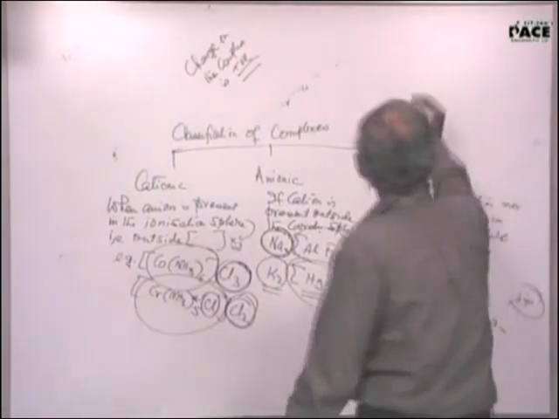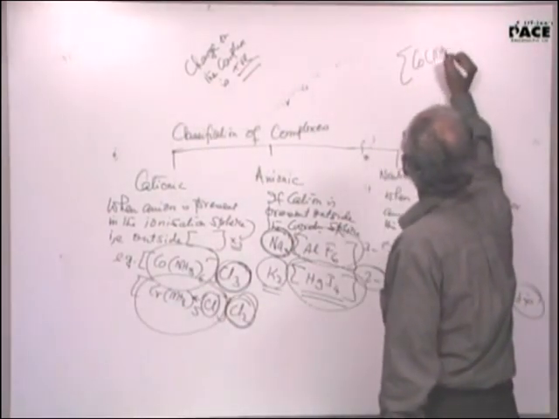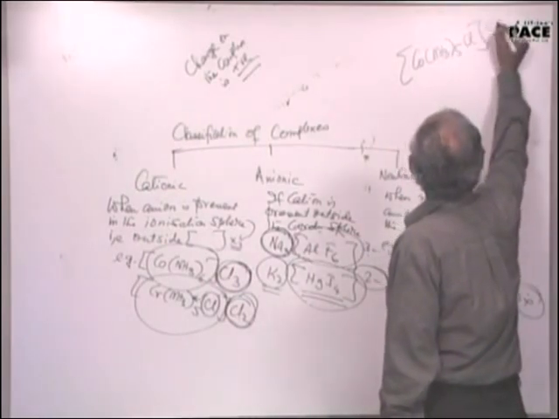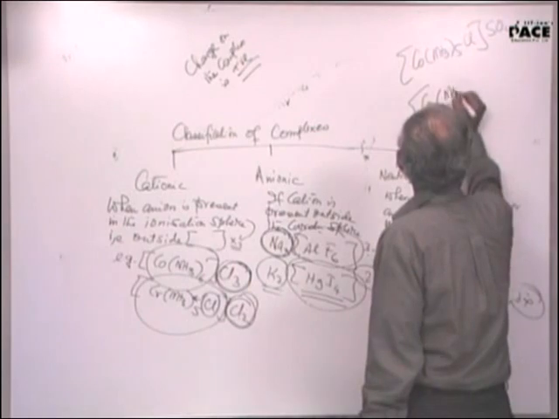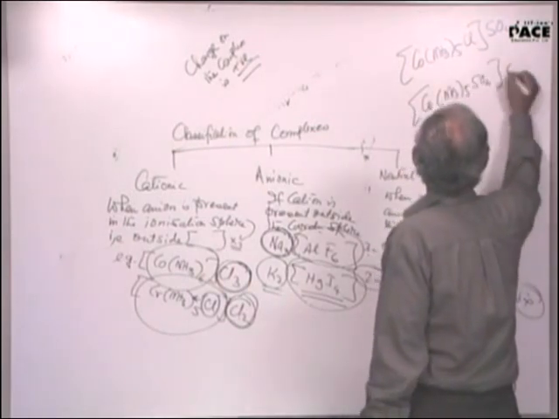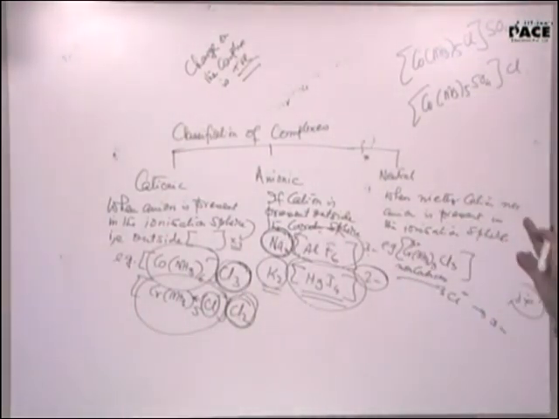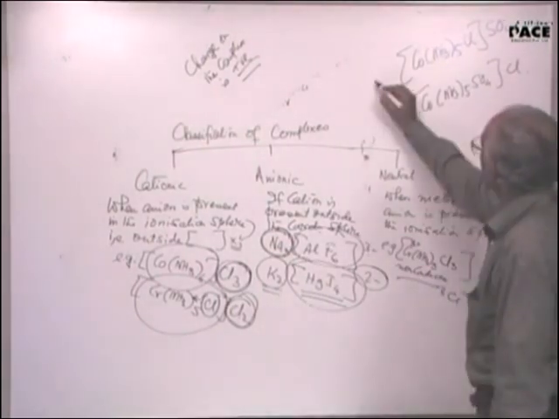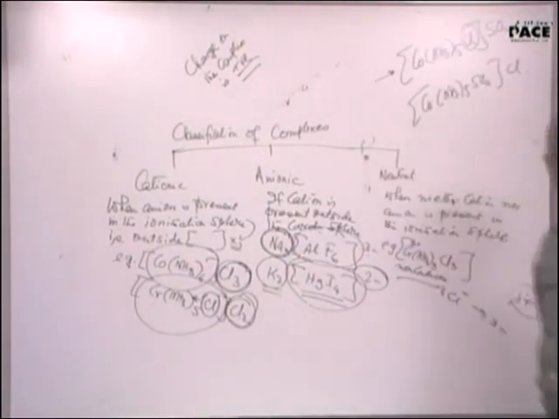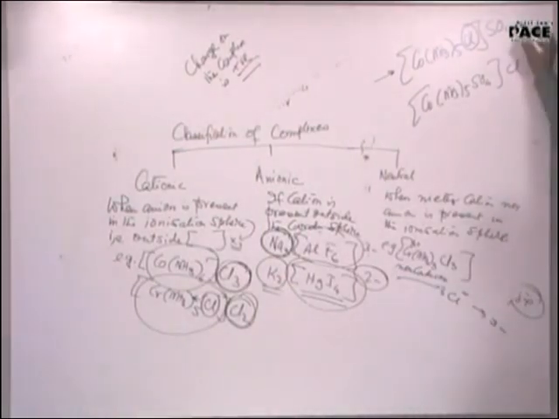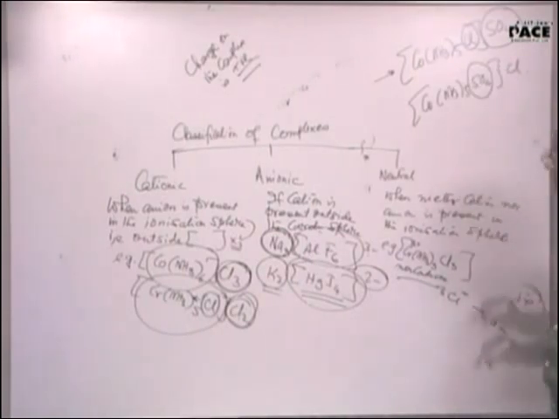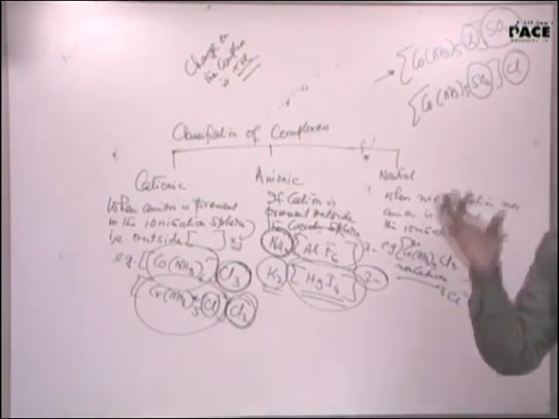Now I will give you an example. If we look, the molecular formula is the same: 1 cobalt, 5 ammonia, 1 chloride, 1 sulfate. In this case, the chloride is within the coordination sphere, sulfate is in the ionization sphere. In this case, sulfate is in the coordination sphere, chloride is outside the coordination sphere, that is ionization.